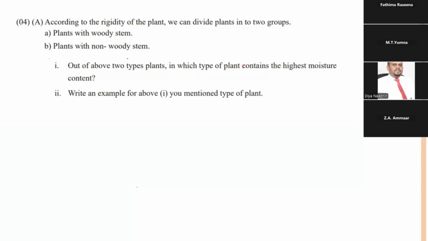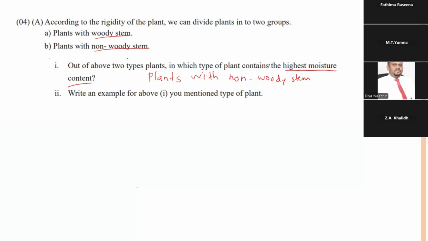In which type of plant is the highest moisture content? Is it in the plant with woody stem, or non-woody stem? Non-woody stem. Okay, plants with non-woody stem is the answer. So let's see what is the example. Write an example for what you mentioned. What are the non-woody stem plants?